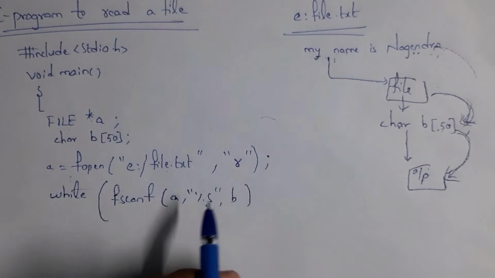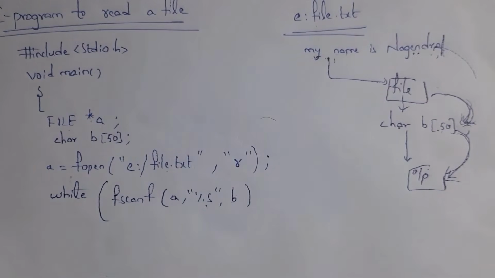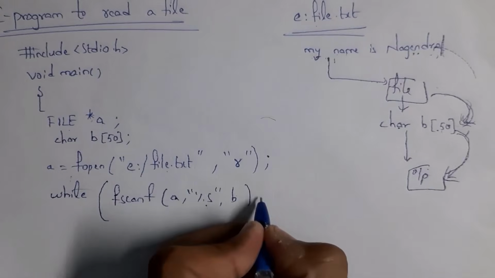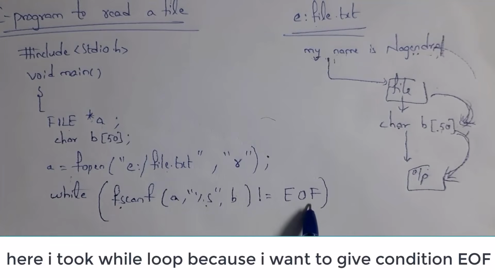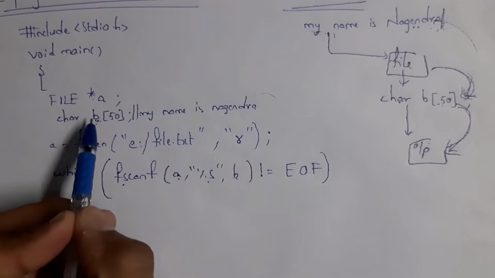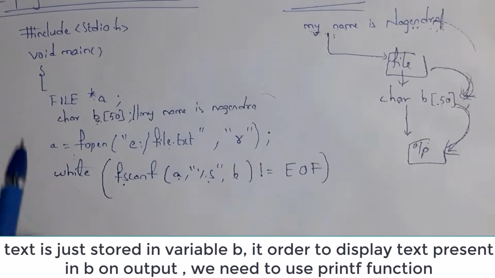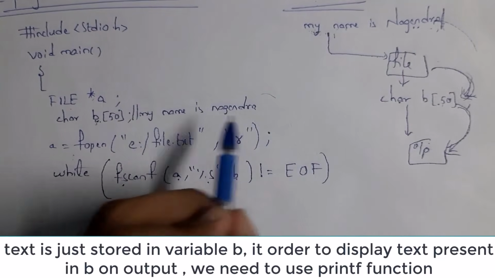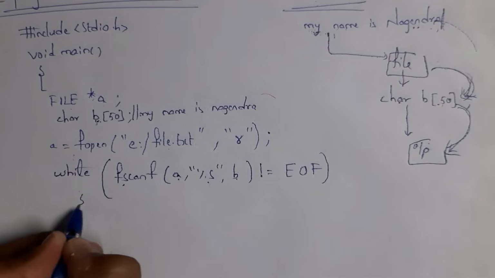I want to transfer data from A to B until the end of the file, until the last character. So for that purpose I need to write not equal to EOF, end of file. Whenever you write this condition, fscanf will transfer data from A to B until the end of the file, and this character array B will store the file information, that is, my name is Nagendra. It will just store the information. So in order to display this information, I need to use printf. For that purpose, I need to write printf.